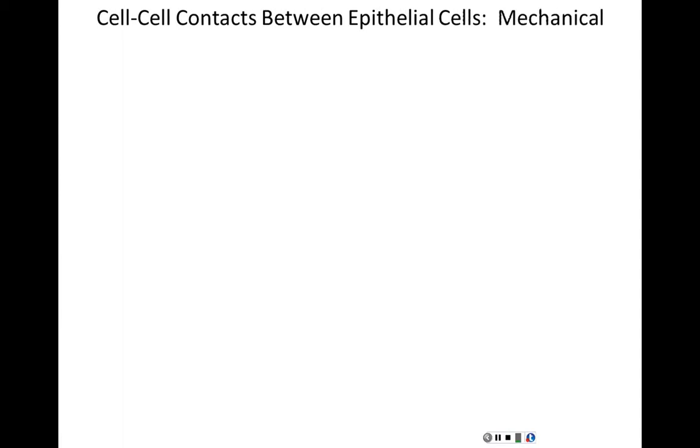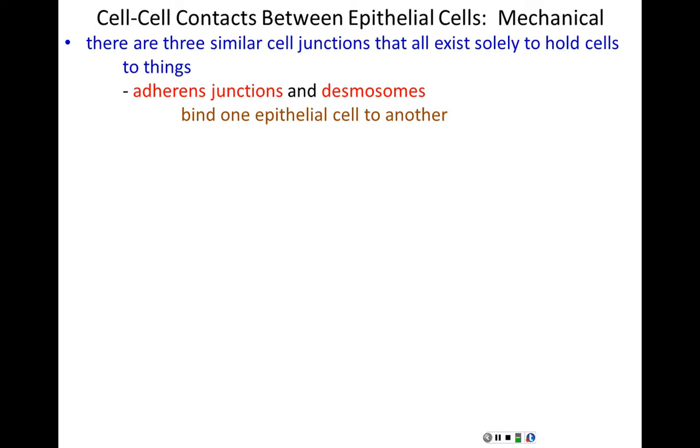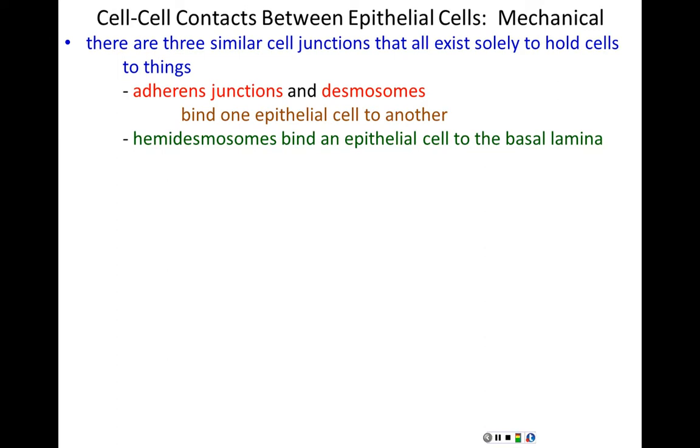Okay, so that's tight junctions. Now we have four other types of cell-cell contacts between epithelial cells we can talk about. Three of those remaining four are so similar we can discuss them together. They all exist solely for structural needs, to hold cells to things. We have adherens junctions and desmosomes. Adherens junctions and desmosomes bind one epithelial cell to another. Our third type is hemidesmosomes. Hemidesmosomes bind epithelial cells to that anchoring basal lamina that the basal portion of the cell is adhered to.